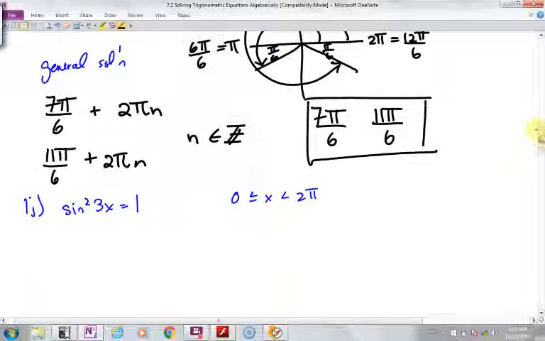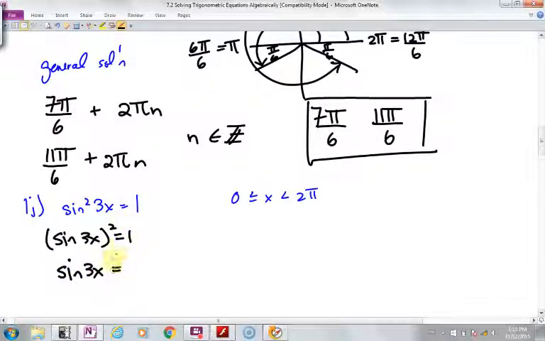So when we have a squared function, this is just like writing it like this. That's what that means, okay? Sine 3x all squared equals 1. So M is absolutely right. We've got to take the square root of that to get the squared out of there. So what will sine 3x be equal to? Yeah, plus or minus 1. Okay? Plus or minus 1 because of the square.